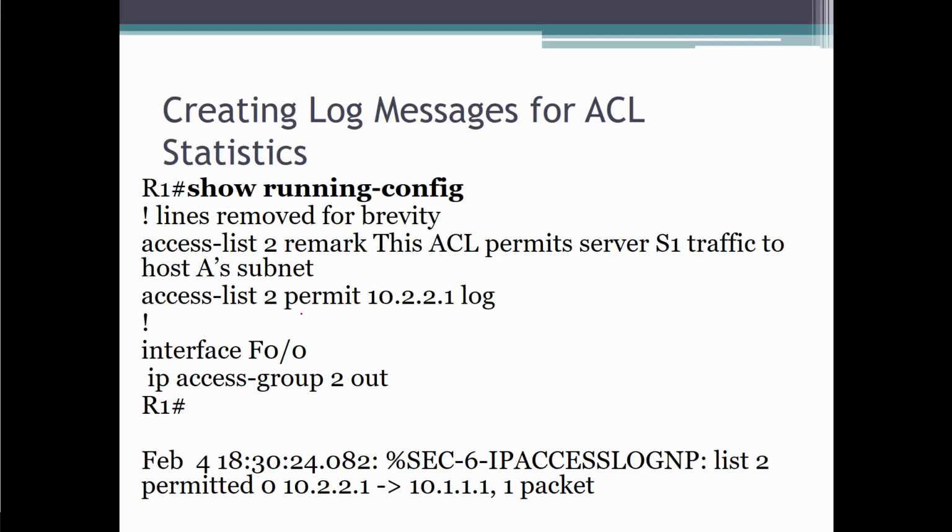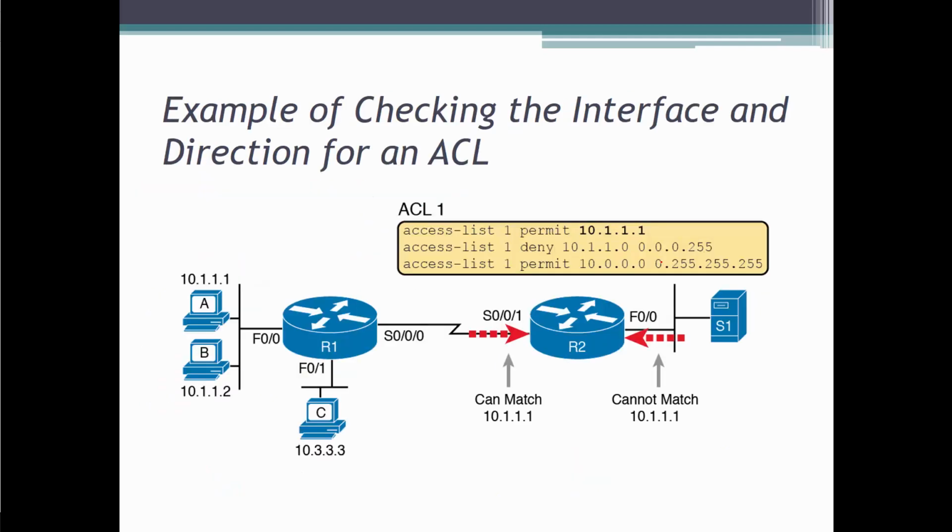If we look at a show run, we could see it being processed. So here's an example for checking the interface directions for the ACL. Again, we're looking at the source. Can this IP address be a source address going that way? It cannot, because that's not S1's IP address. It can only match going that way.